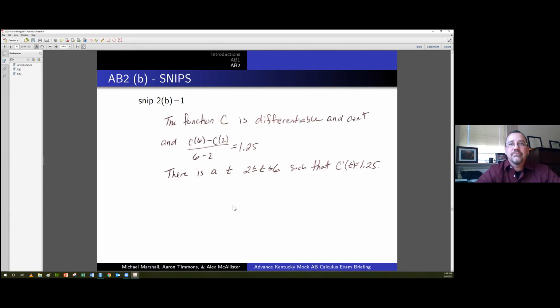All right. This student says the function C is differentiable and continuous. They have the difference quotient, correct, equals 1.25. The hypothesis has been fulfilled. The conclusion then: there is a T between 2 and 6 such that C prime of T equals 1.25. That's the correct conclusion. You don't have to name the theorem if you say the correct hypothesis and conclusion. So this is a 1-1-1. And this is that contextual statement of hypotheses and conclusions.